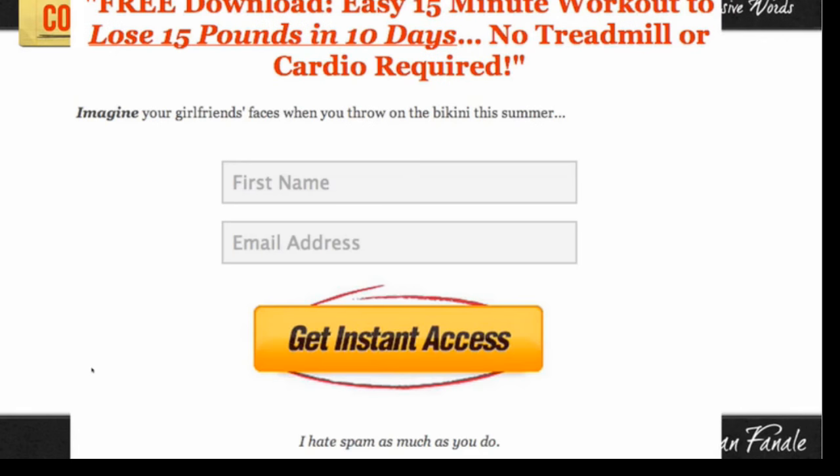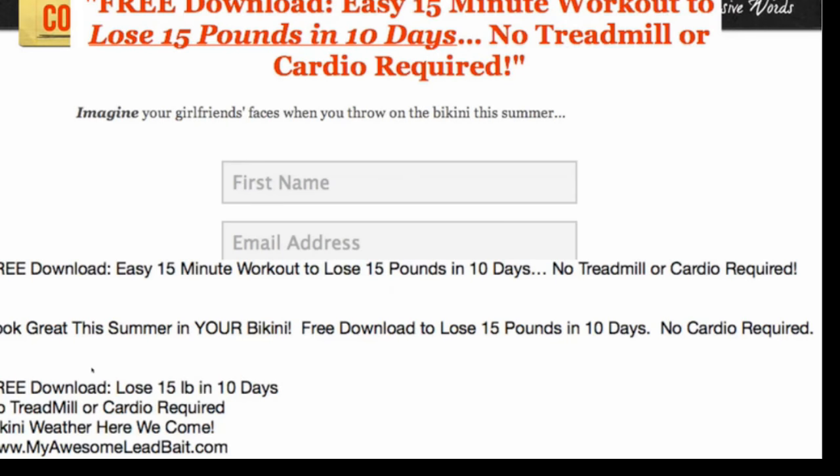So what do you guys think the ad for this capture page would be? I think you're getting it. I know you're getting it. Free download. Easy 15-minute workout to lose 15 pounds in 10 days. No treadmill or cardio required. Shocker. If they click that and the headline says that, your chance, guys, this is how we are getting 20, 30, even 50% conversions on some of our offers and capture pages, because we know it's laser targeted, laser congruent. Look great this summer in your bikini. Free download to lose 15 pounds in 10 days. No cardio required. It's more of the same.